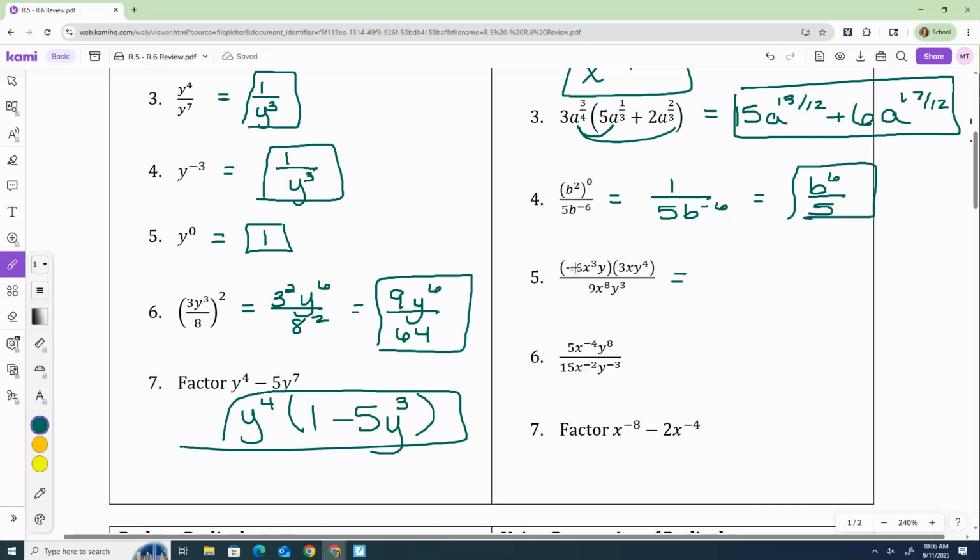Right, number 5, if we start multiplying, negative 6 times 3 is negative 18. X to the 3rd times x, you add those exponents, so x to the 4th. Y times y to the 4th would be y to the 5th. Over 9 times y cubed. Okay, so negative 18 divided by 9 is negative 2. Do we have more x's on top or bottom? Bottom, so it ends down there. 8 minus 4 is 4. We have more y's on top. 5 minus 3 is 2.